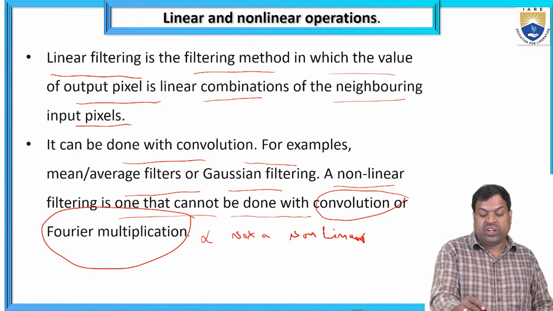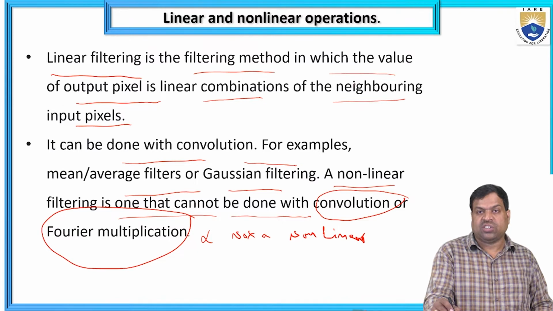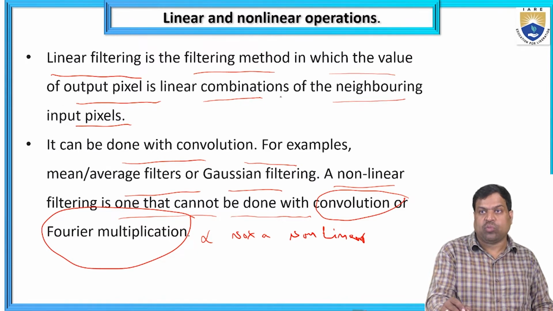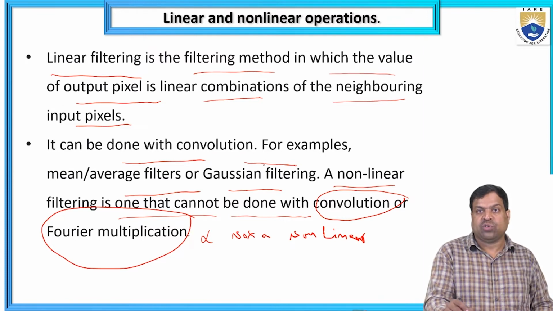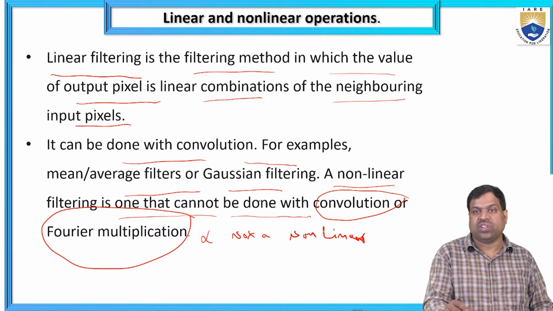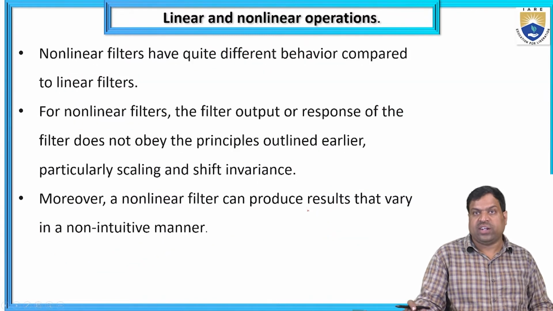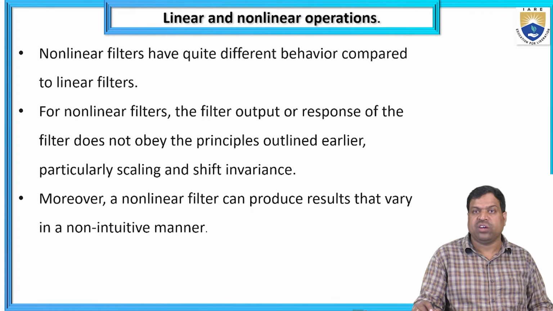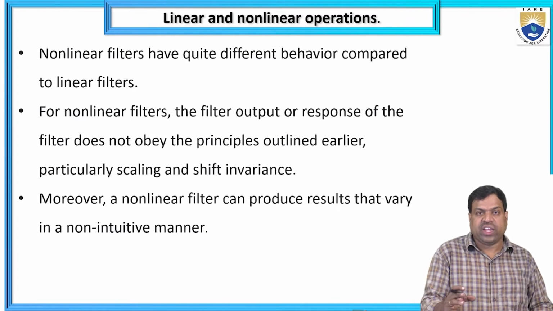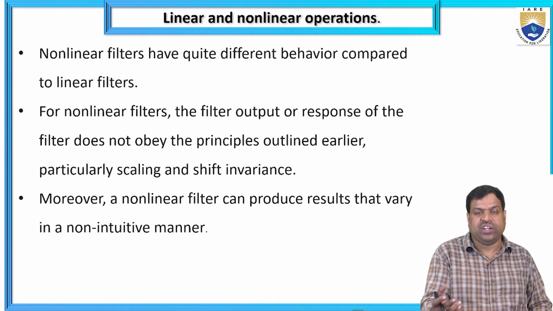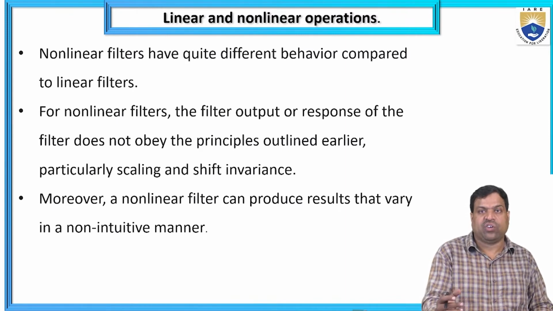So linear filtering is a filtering method in which the value of the output pixel is a linear combination of the neighboring input pixels, and it can be done with convolution, such as mean or average filtering or Gaussian filtering. Nonlinear filtering is one that cannot be done with convolution or Fourier multiplication. And nonlinear filters have quite a different behavior compared to linear filters. There are some variations between linear and nonlinear. So what are the differences in behavior?